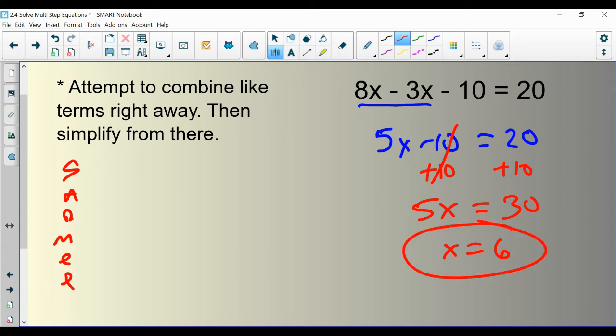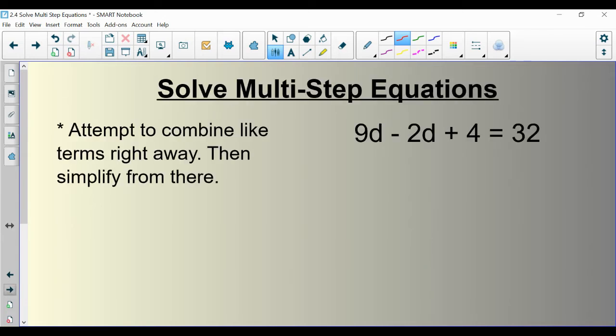So this was 3 steps. We first combined some like terms, and then it was a two-step equation where you undo the subtraction or addition first, and then undo the multiplication or division. Go ahead and pause it here and try this one. This is the exact same level of difficulty.